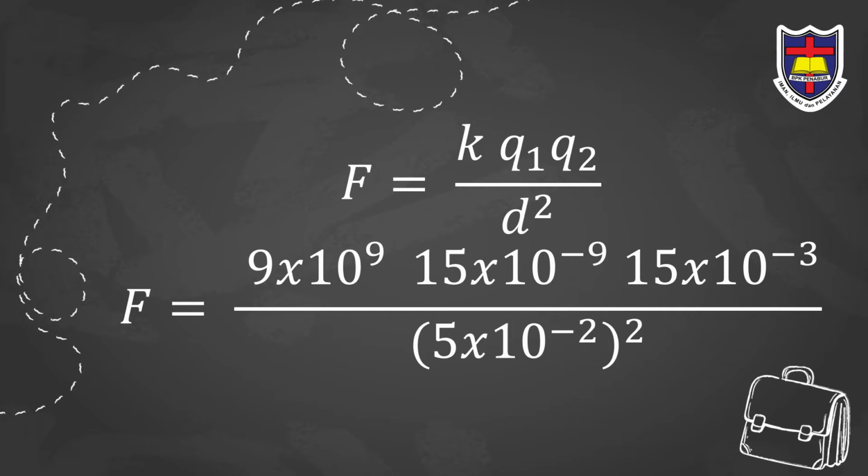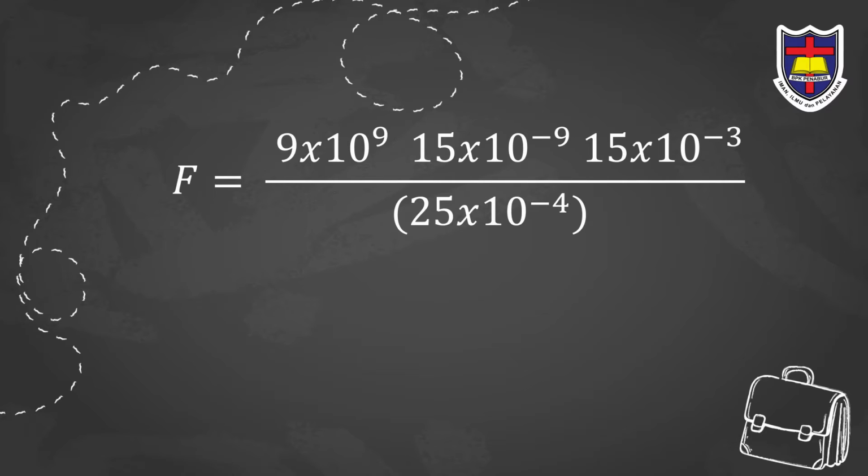Okay, so now we will go to the formula. The formula is F equals K times Q1 times Q2 over d squared. So F equals 9 times 10 to the power of 9 times 15 times 10 to the power of negative 9 times 15 times 10 to the power of negative 3 over (5 times 10 to the power of negative 2) squared.